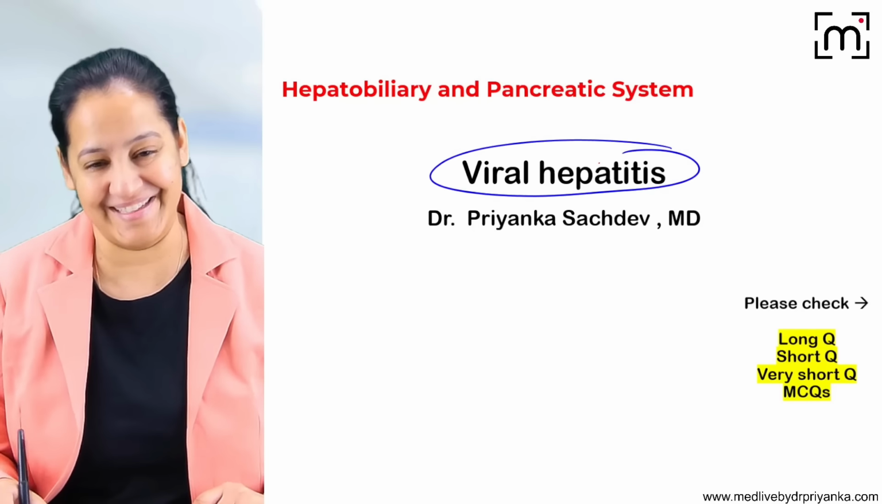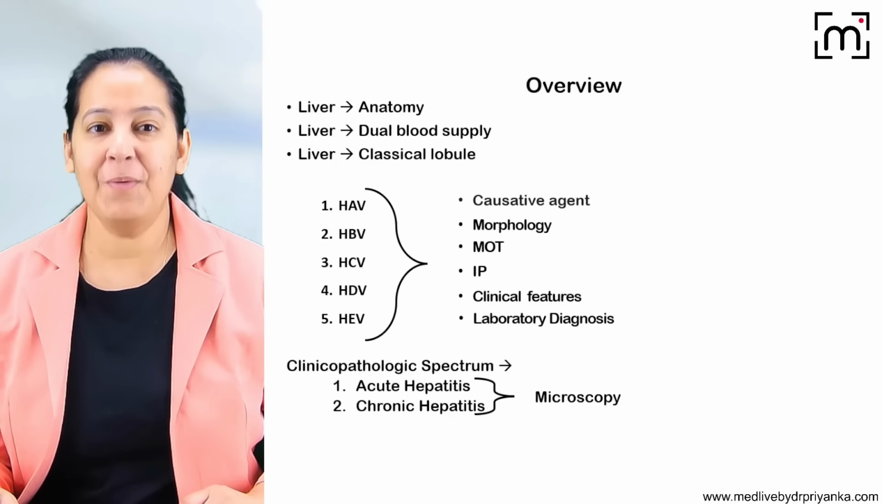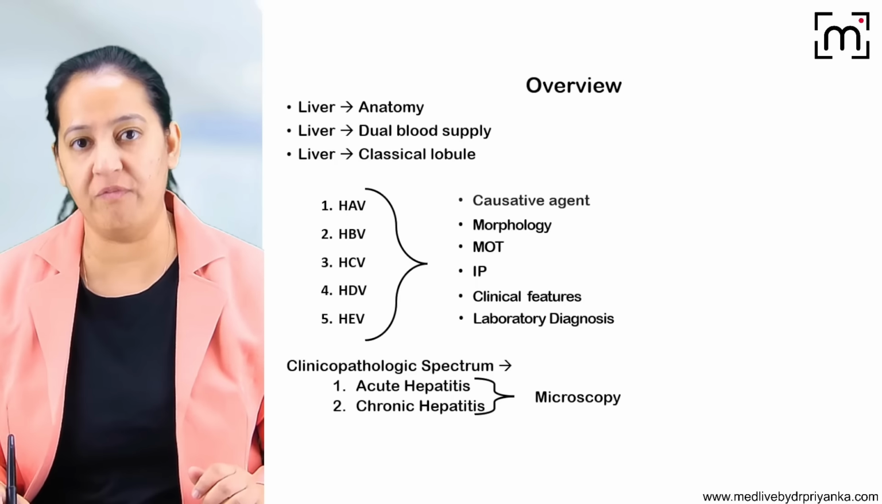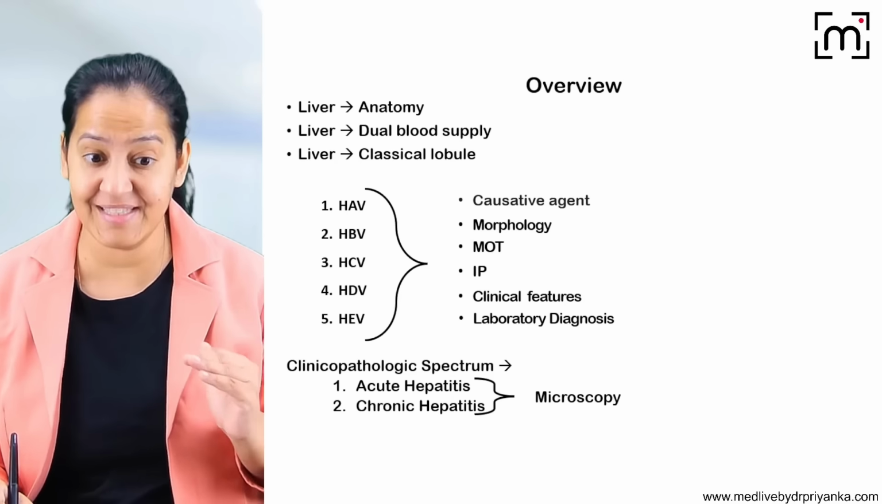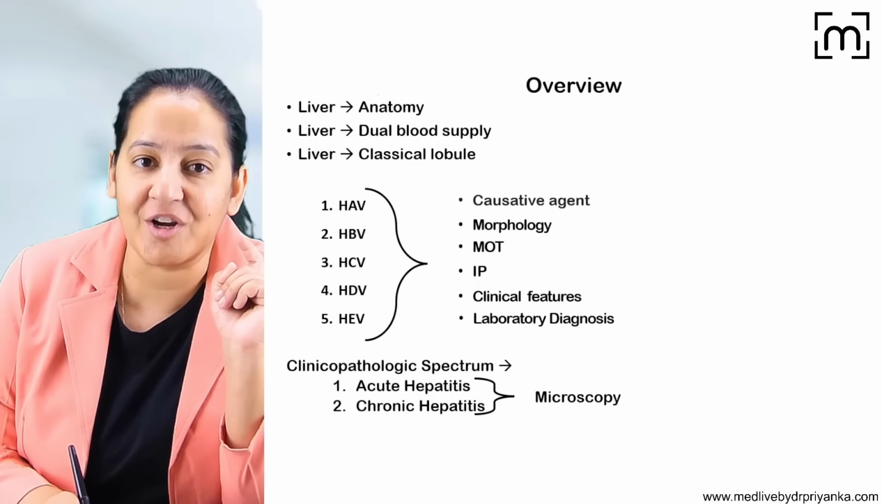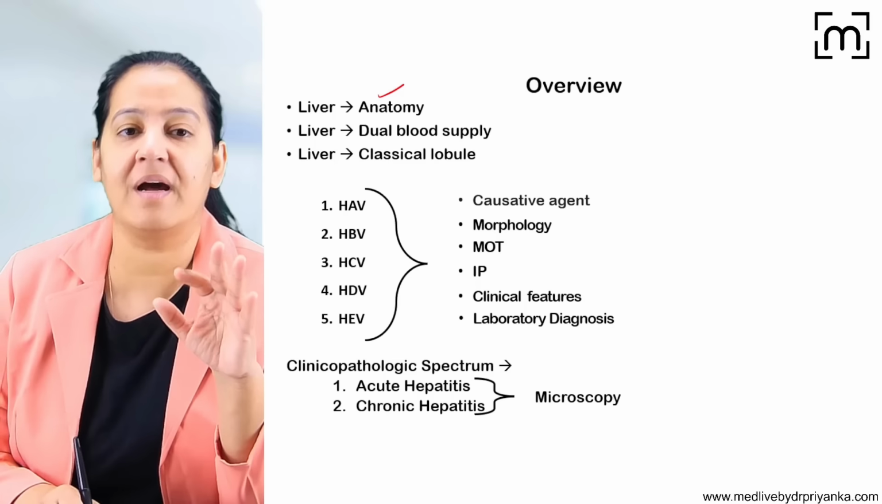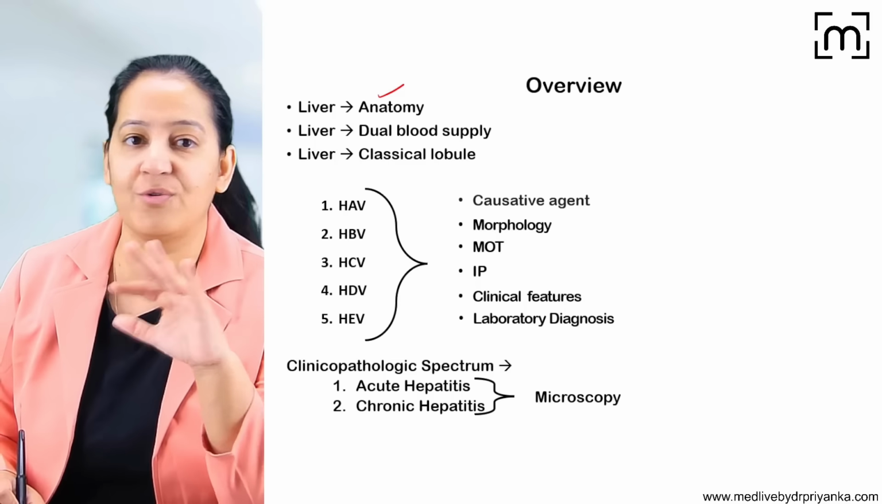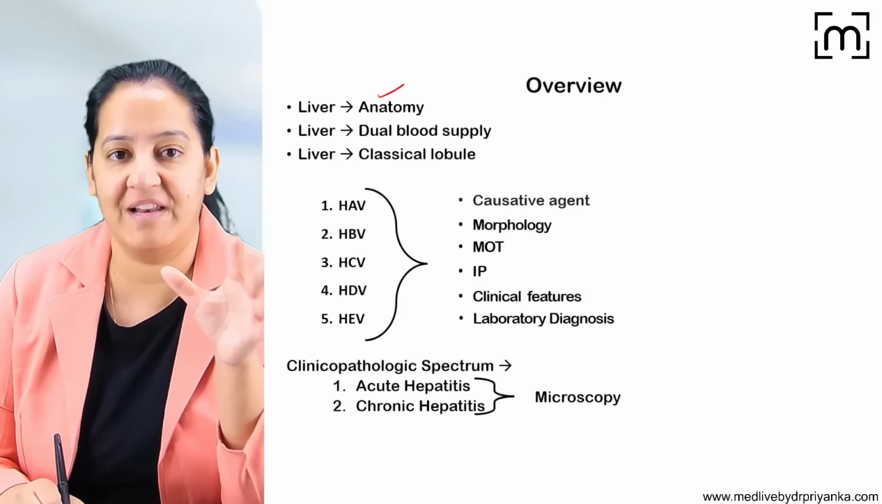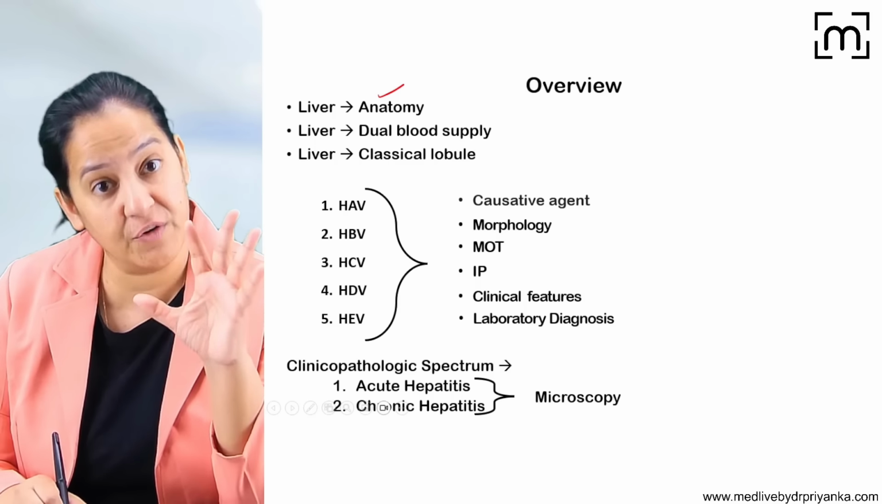Viral hepatitis. Let's start it. So first of all, I will let you know the overview. Usually, I always let you know the overview for all the topics, the headings under which I'm going to discuss the session. So first of all, I will let you know the anatomy of the normal liver, because you can't understand the morphology of the hepatitis if you don't know the normal anatomy and normal histology of the liver.